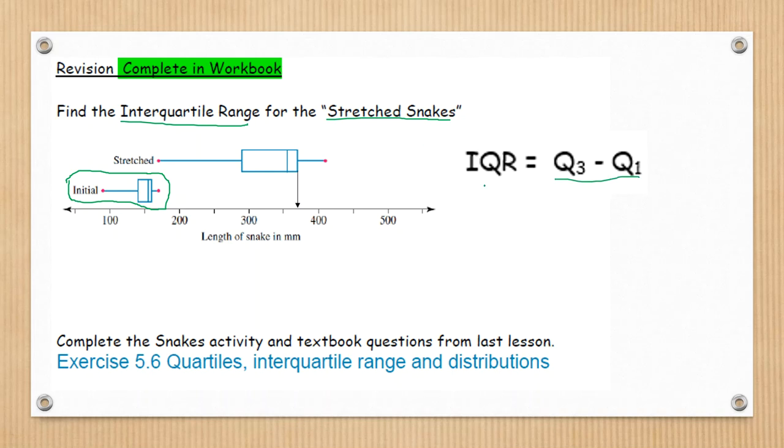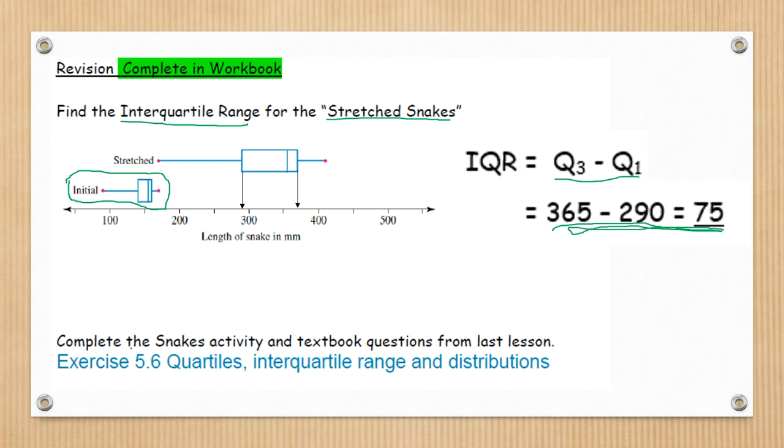Q3 is there, about 365. Q1 is there, about 290. So the interquartile range is 365 minus 290, so about 75.